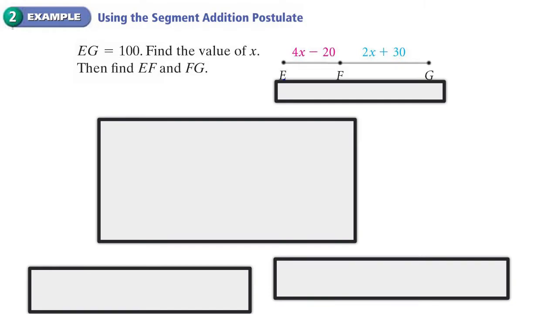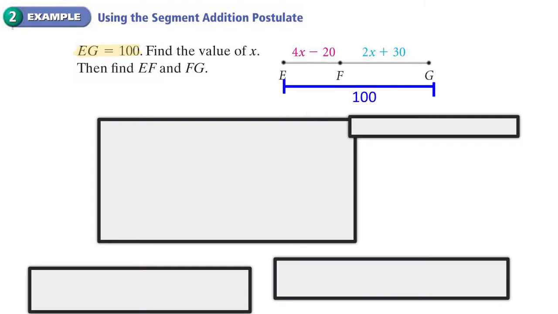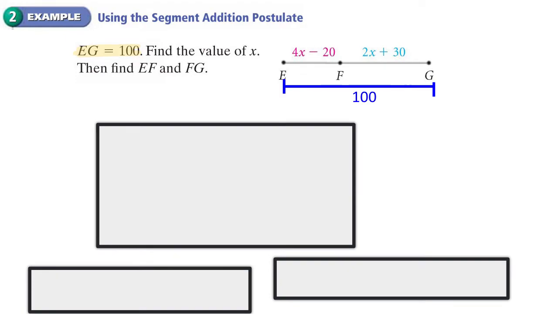Now in this example, as we read it, the first thing we see is it says that EG equals 100. So we need to make sure we label this on our diagram. So if I were to move over here, I can take this and label it right at the bottom of the segment. Now the next thing we need to do is set up our equation. So we know that it always should be in the form: the little plus the little equals big.